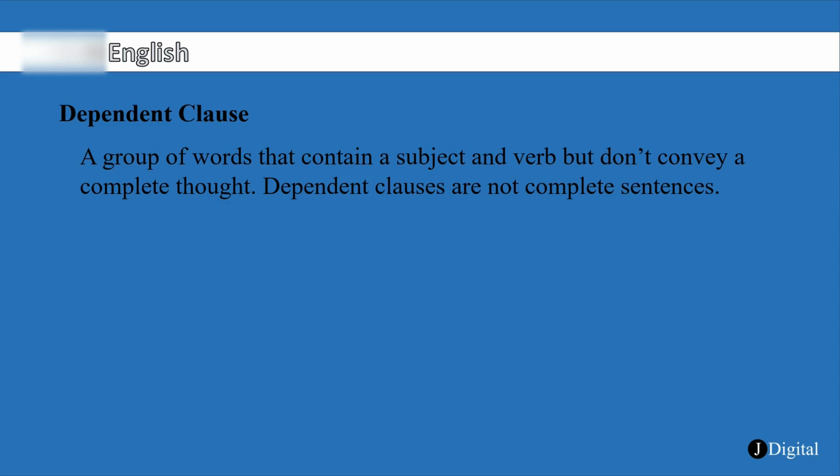Now a dependent clause is a group of words that contain a subject and a verb, but don't convey a complete thought. Dependent clauses are not complete sentences. So for example, after Mary went to the store. Now this has a subject, Mary, and a verb, went. She went to the store, but it's saying after she went to the store. We kind of want to know more information. We've got a cliffhanger here. After she went to the store, what happened? We want to know. Inquiring minds want to know. They don't tell us, so it's not a complete thought.